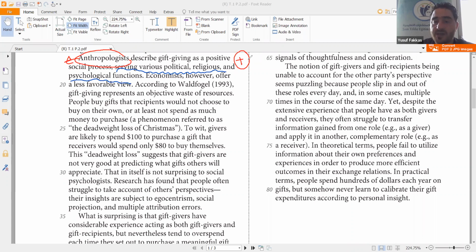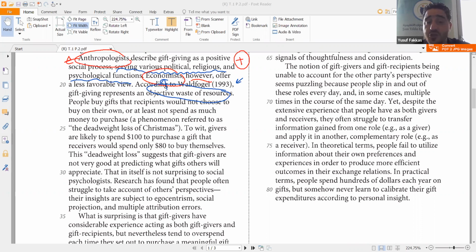And then you see economists, another group of scholars, however. So immediately, of course, you're going to expect the opposite. So economists offer a less favorable view. What is that view? They will explain. They said, according to Waldfogel, 1993, gift giving represents an objective waste of resources. So that's what economists think. So when we talk about anthropologists, they think it's positive. But economists, they think it's a waste of resources.